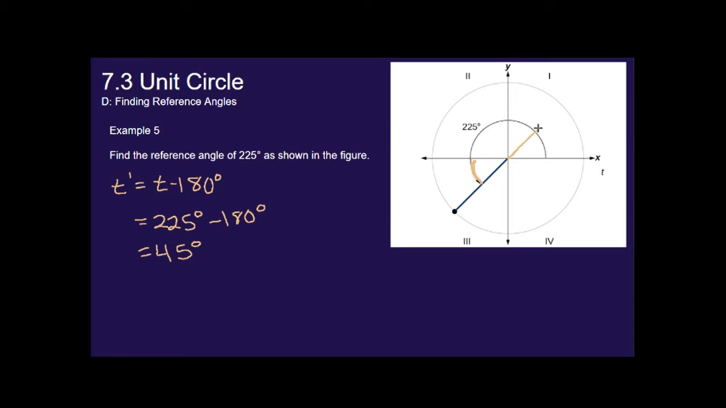This would correspond to this angle in quadrant 1. Now obviously it's going to be different. Down here it's going to have a negative x and a negative y, and here it's going to have a positive x and a positive y. So you have to remember that later when we use that. But for now we're just finding the reference angle, and it's 45 degrees.